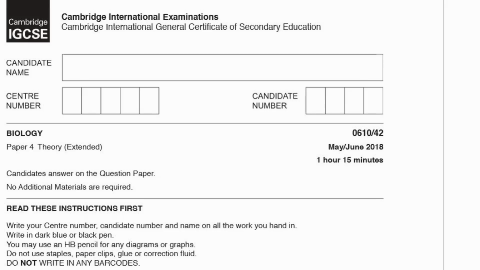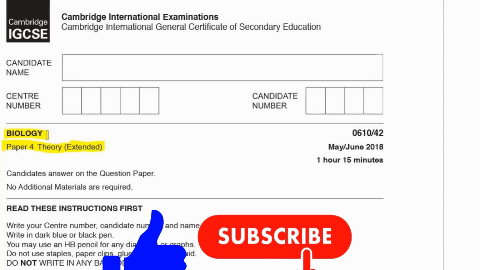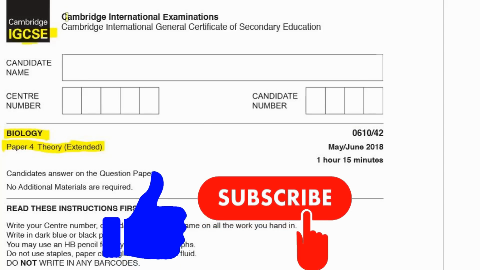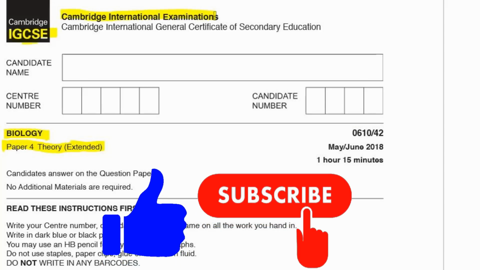All right, so now we're going to go through paper 4. This is the extended theory option for biology. It's IGCSE from Cambridge International Examination, CIE, May-June 2018, and variant 2, so this is 0610/42. Let's get started.